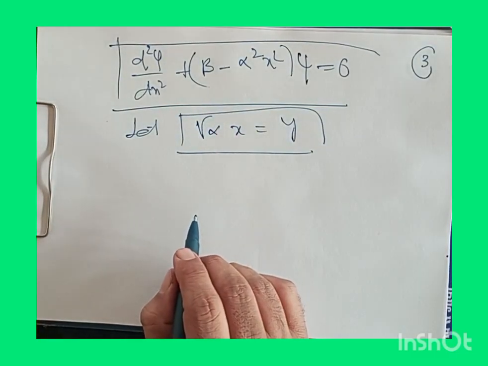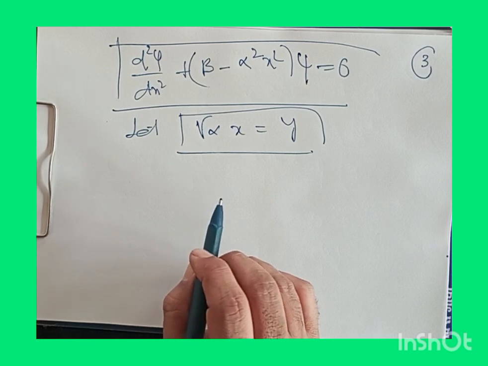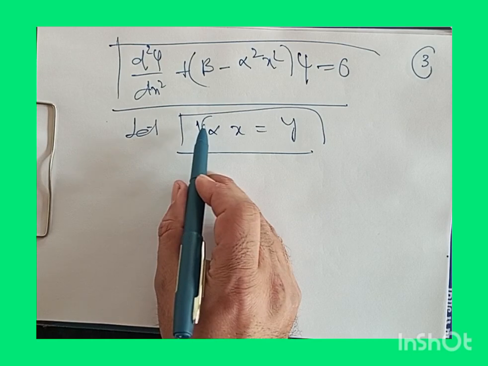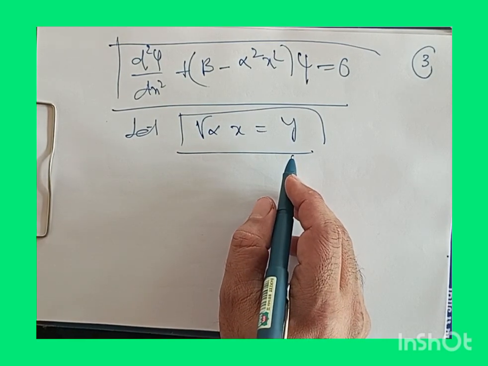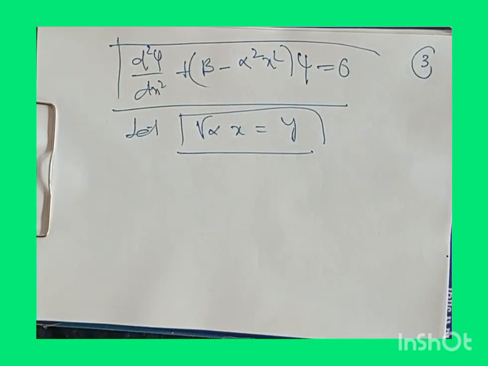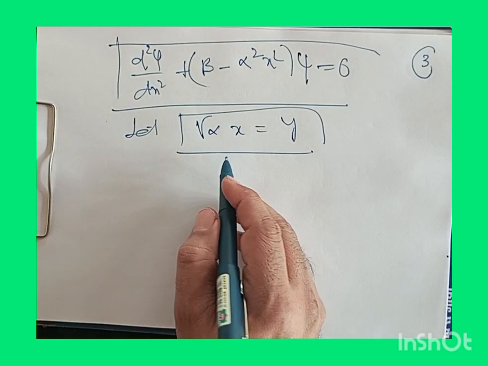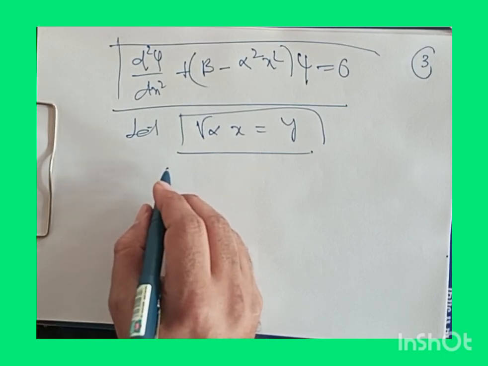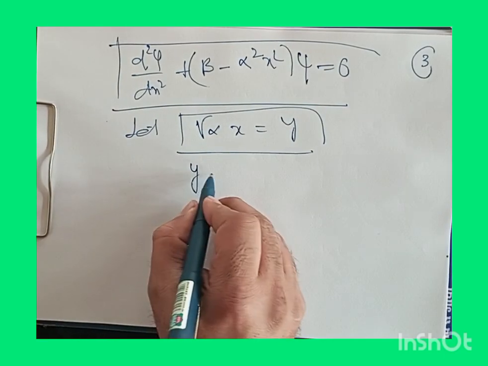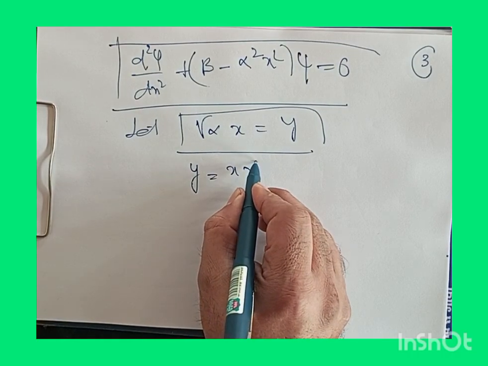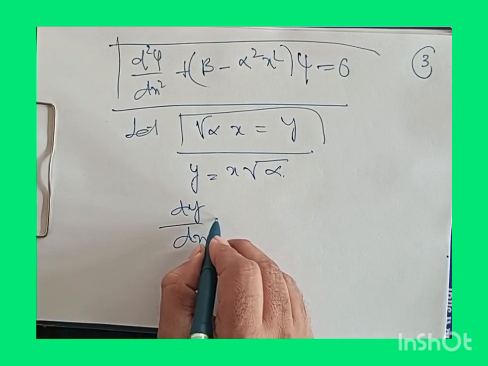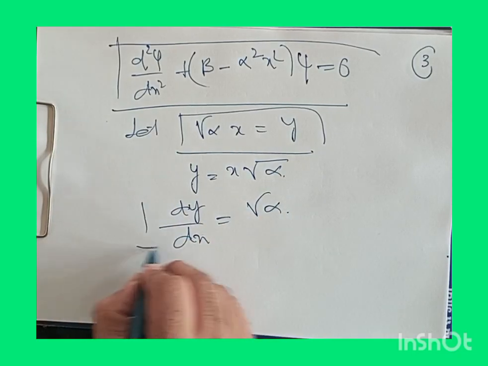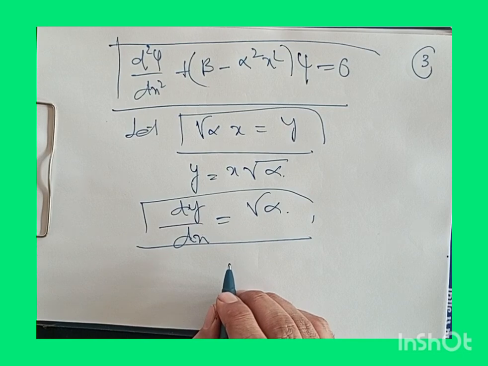All right, and this is the equation where I choose under root of alpha x equal to y. So what I can do here is that this alpha is a constant, and I can write this as x under root of alpha, and I can find the dy by dx from this. So dy by dx will be under root of alpha. That should be clear.